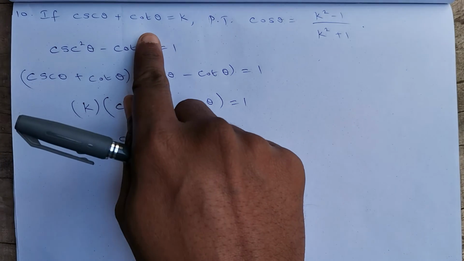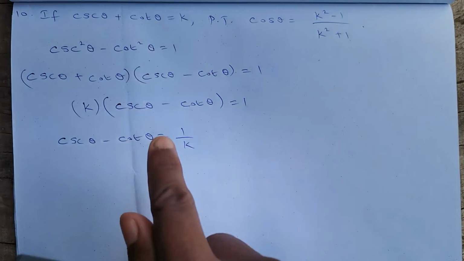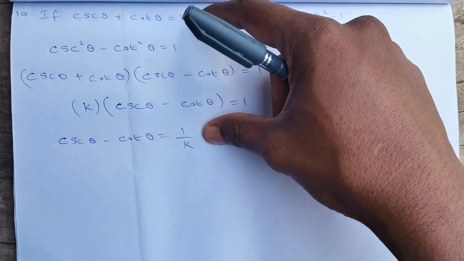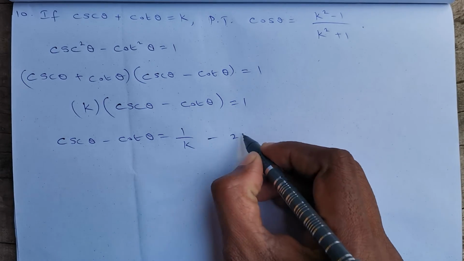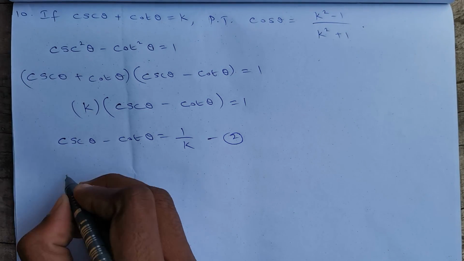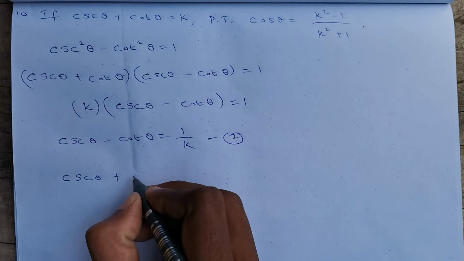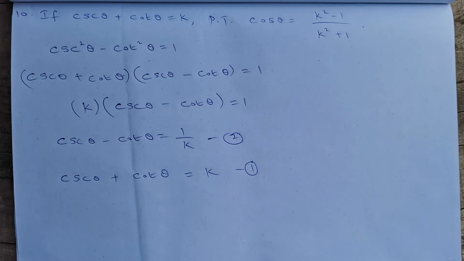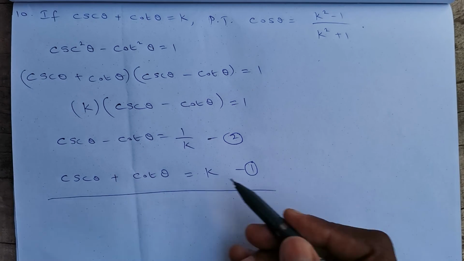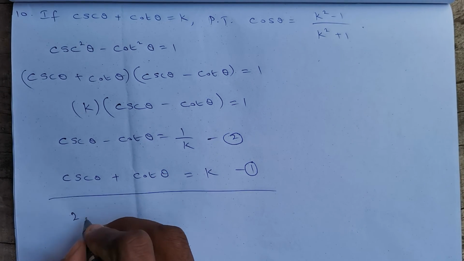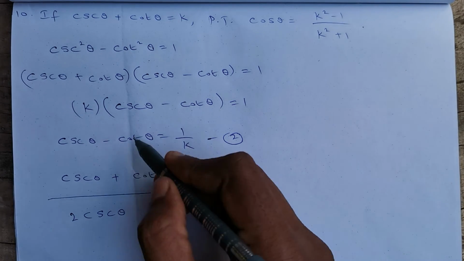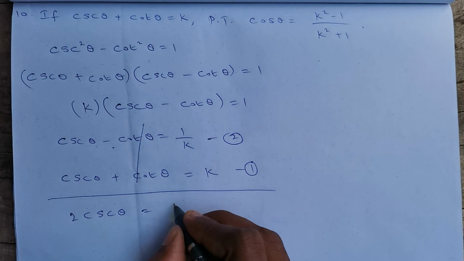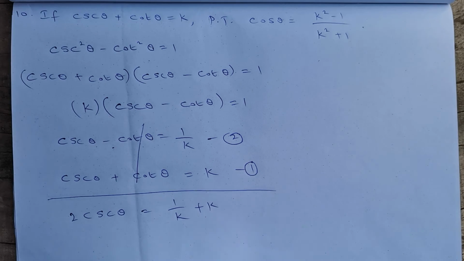Now the given question is equation 1, and this one which we got here is equation 2. Let us add these two equations. This is equation 2, and I am adding it with equation 1, that is cosecant theta plus cot theta equals k. Cosecant theta plus cosecant theta gives 2 times cosecant theta. This is minus cot theta, this is plus cot theta, so both will get cancelled. So we remain with 1 by k plus k.